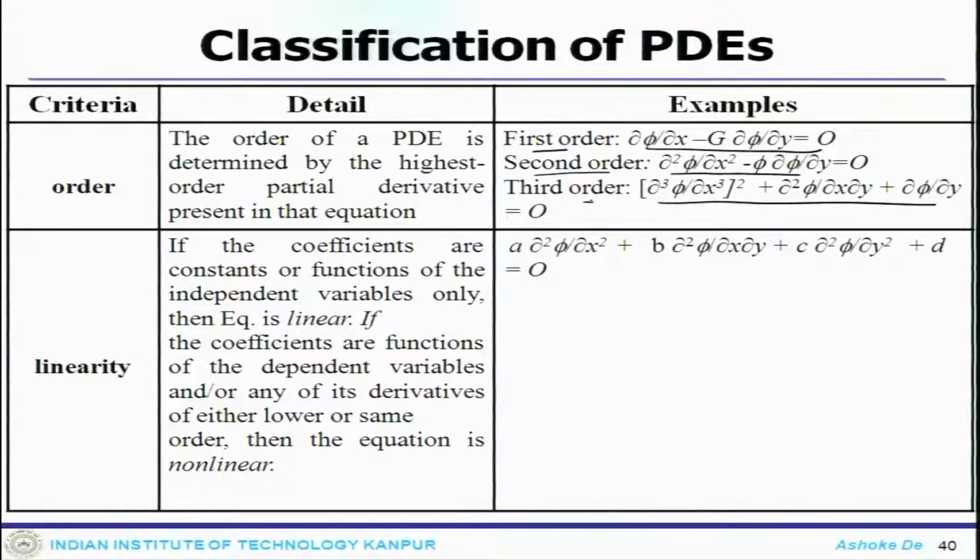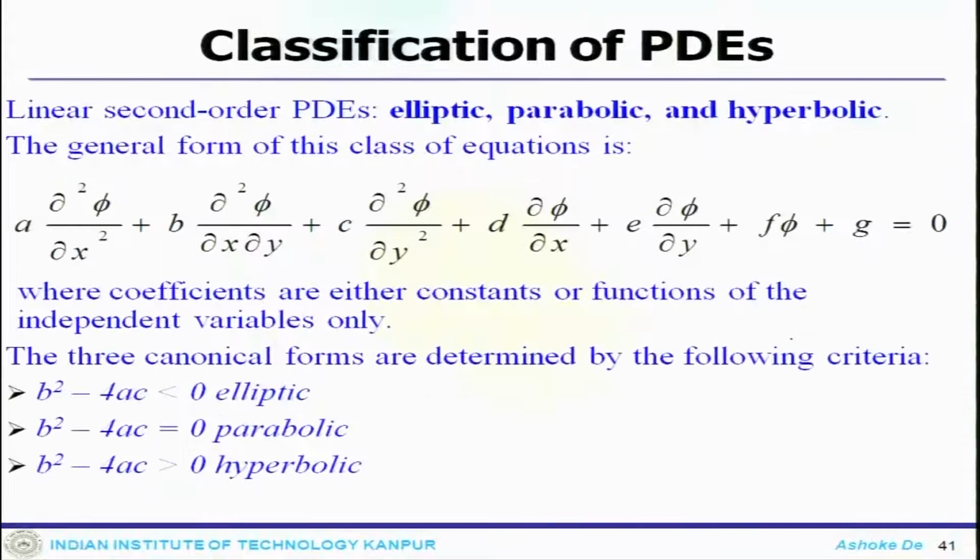Now then the linearity. This is a generic form of the partial differential equation. When these coefficients, these a, b, c, are constant or functions of the independent variable, then the equation is called a linear equation. If they are not constant or not functions of the independent variable, then it is called a nonlinear system. Any nonlinear system is always hard to deal with.